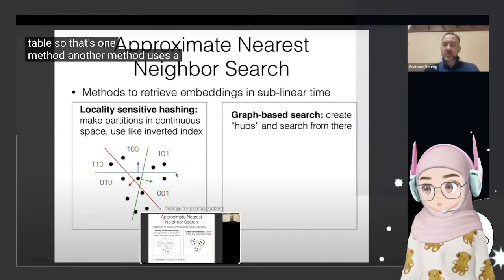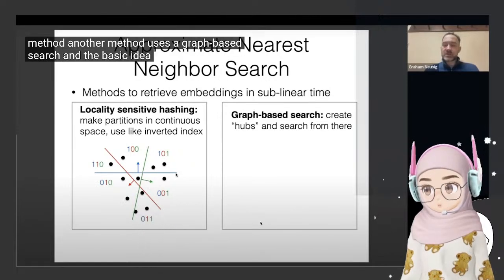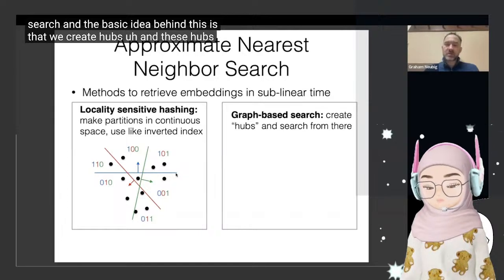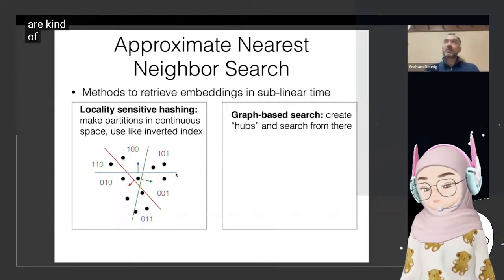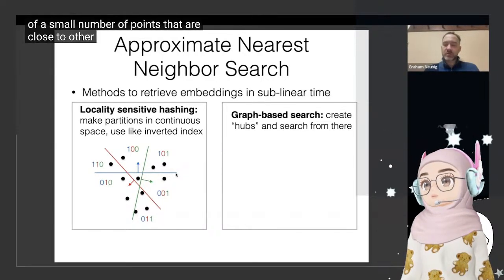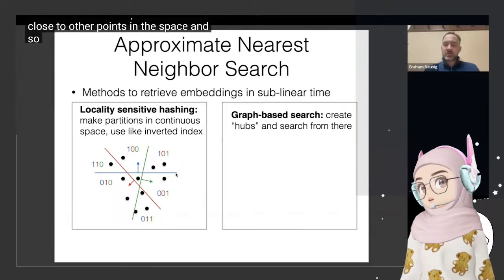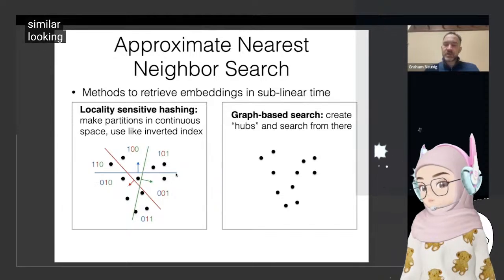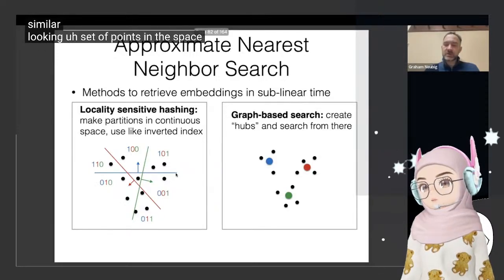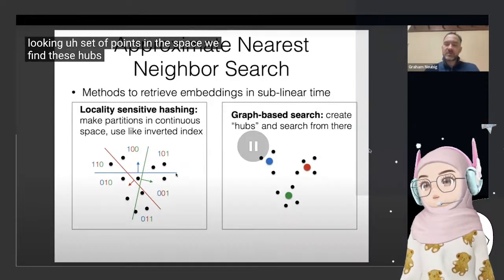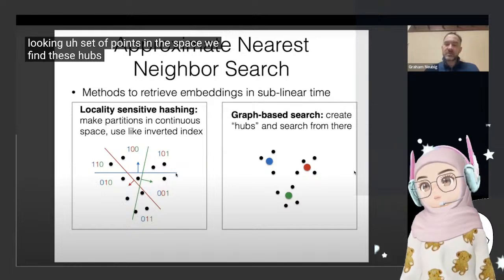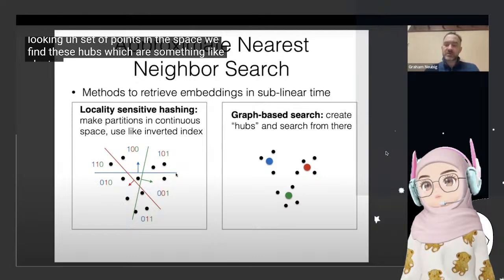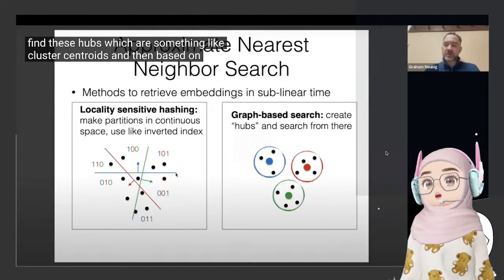Another method uses a graph-based search, and the basic idea behind this is that we create hubs. And these hubs are kind of a small number of points that are close to other points in the space. And so we create some hubs and then we search from there. So if we have a similar looking grouping, set of points in the space, we find these hubs. I feel like I've seen this style of grouping. Don't know what it's called, but I'm sure I've seen it somewhere. Hubs, which are something like cluster centroids. And then based clusters, duh.